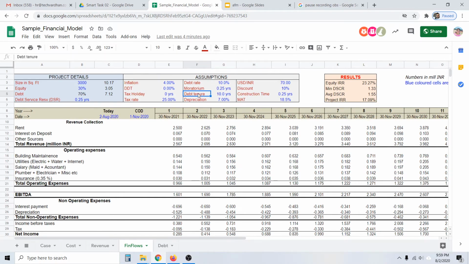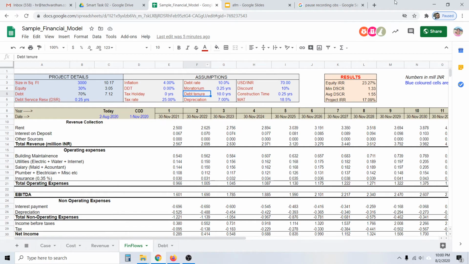Sometimes this discount rate gets used, sometimes it doesn't, but yes, it should be here in the assumptions. Construction time in this case is about 3-4 months. MAT is minimum alternate tax, 18.5%. It keeps on changing. Okay.